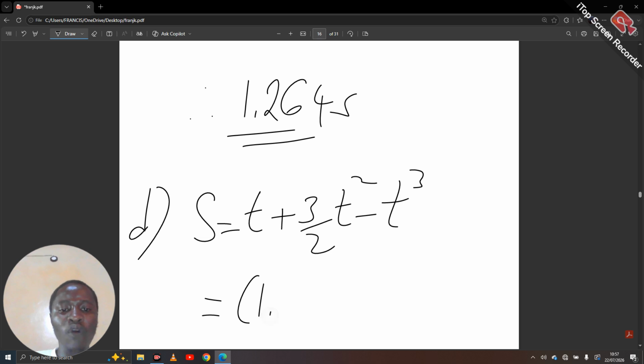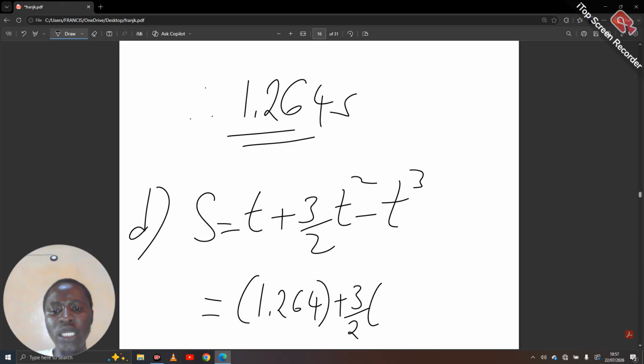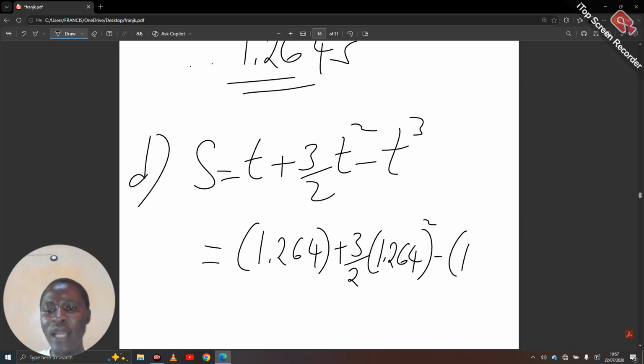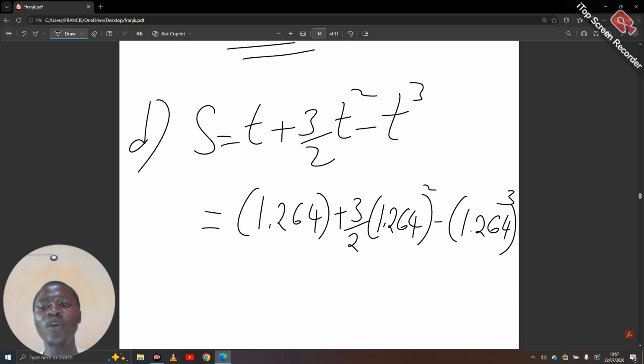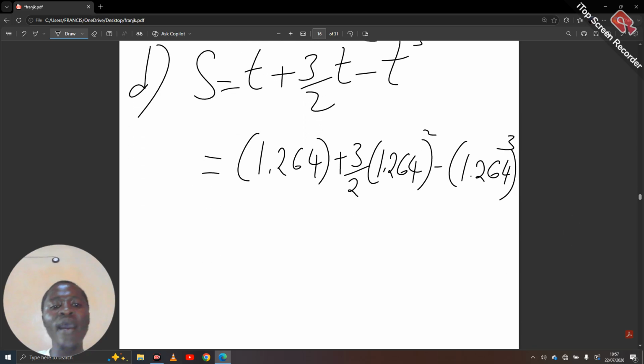So we shall have 1.264 plus 3 all over 2 into 1.264 squared, minus 1.264 cubed. Having this in your calculator, our answer will be 1.64 meters.